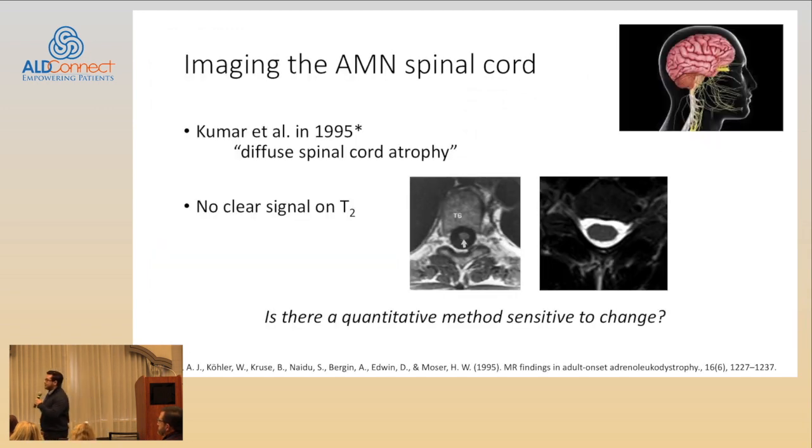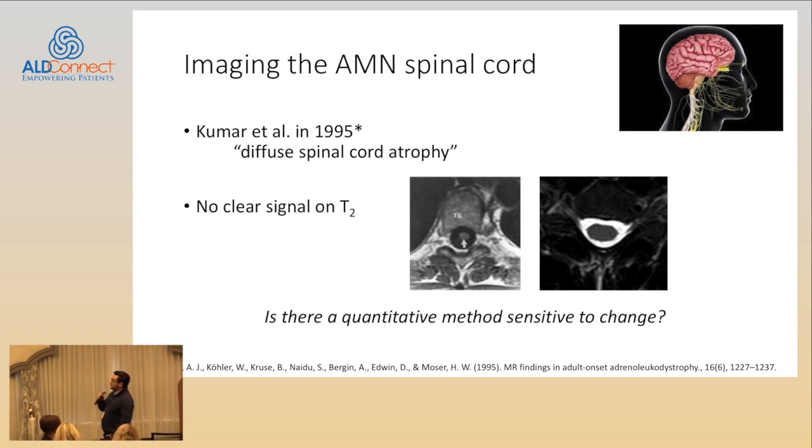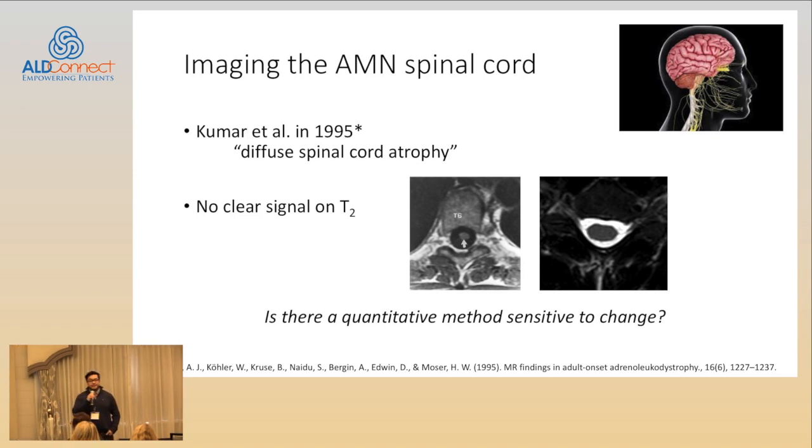So, imaging the AMN spinal cord. The story starts with a publication in 1995 from Dr. Köhler's group, where there's a reference to one figure, the figure down on the bottom left, an axial view, a cross-sectional slice right through the neck, where he points to this little gray dot, the little arrow there, and it's called diffuse spinal cord atrophy.